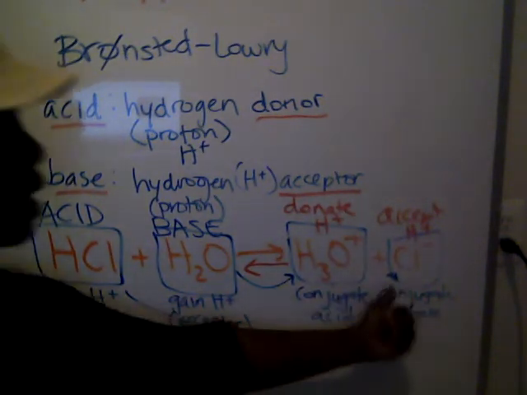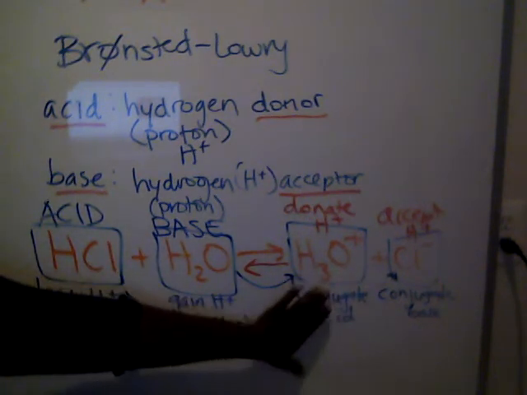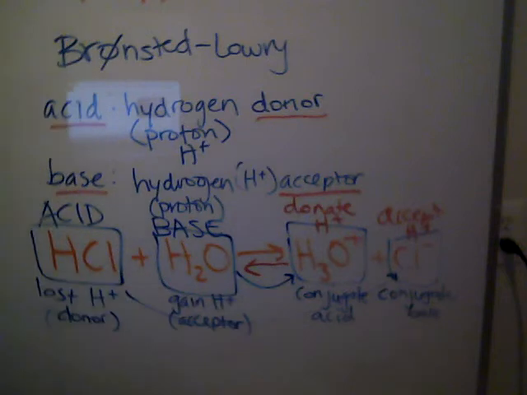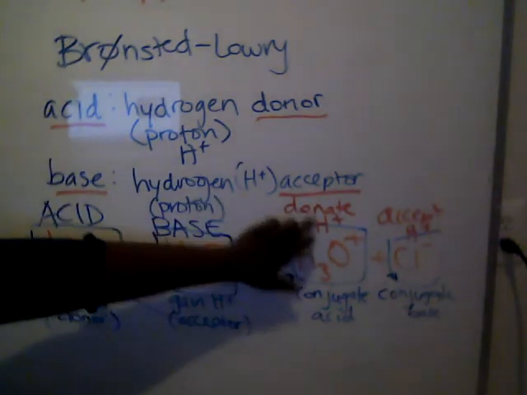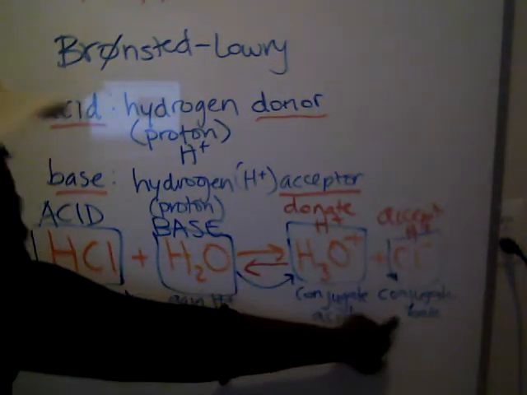Okay. So if we're going in this direction, where these are the reactants and these are the products, this would have to lose a hydrogen and this would have to gain a hydrogen. Well, if we look back at our definitions, if you're donating a hydrogen, you're acting as the acid. If you're accepting a hydrogen, you're acting as the base.